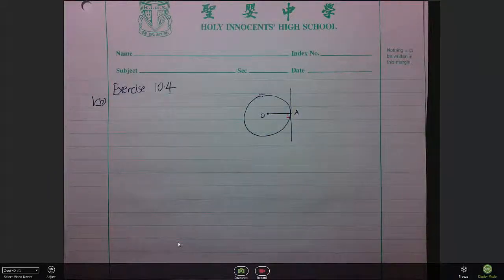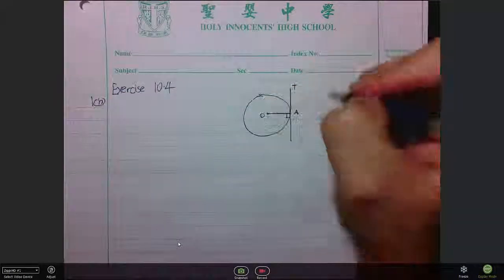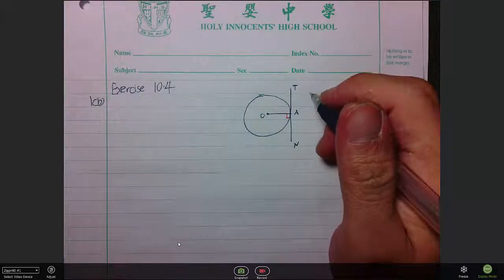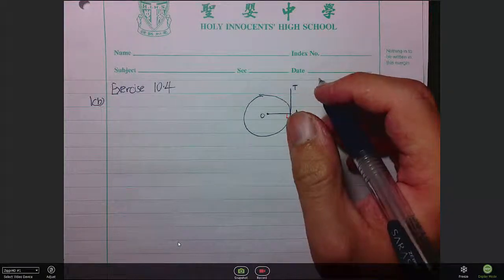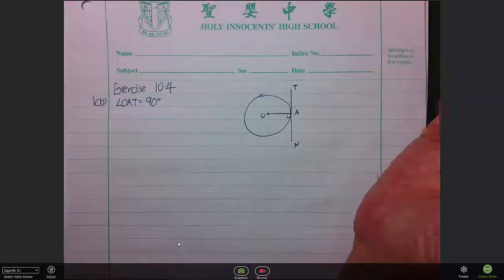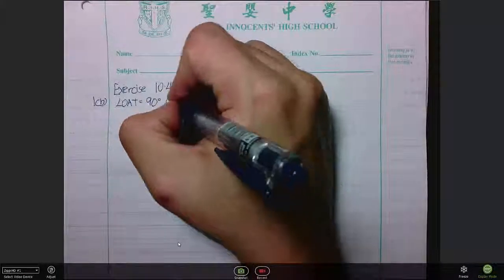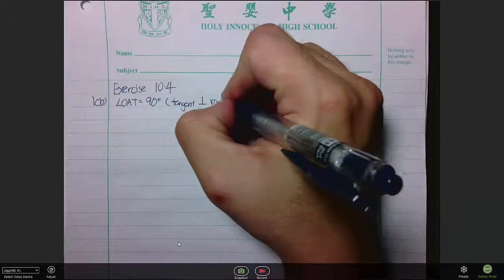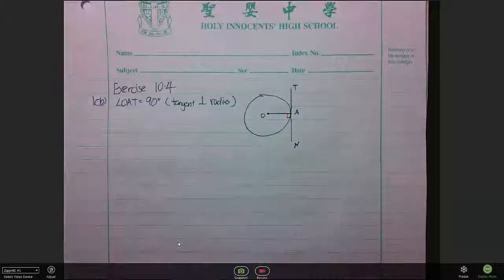Because of the circle property, tangent perpendicular to radius, straight away I can say that angle OAT is equal to 90 degrees, because this is tangent perpendicular to radius, like this.